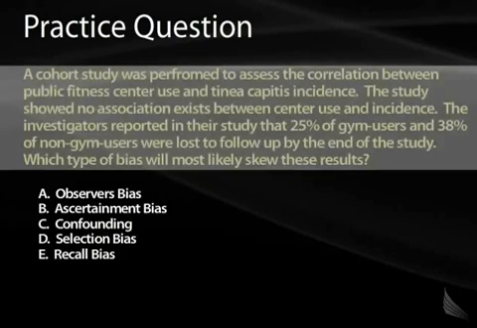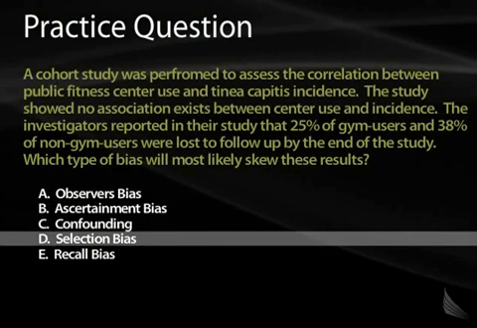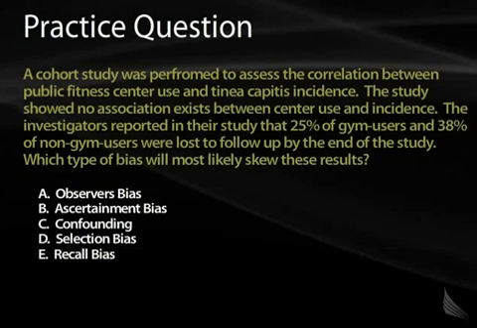Question. A cohort study was performed to assess the correlation between public fitness center use and tinea capitis incidence. The study showed no association exists between center use and incidence. The investigators reported in their study that 25% of gym users and 38% of non-gym users were lost to follow-up by the end of the study. Which type of bias will most likely skew the results? Observer bias, ascertainment bias, confounding, selection bias, or recall bias?